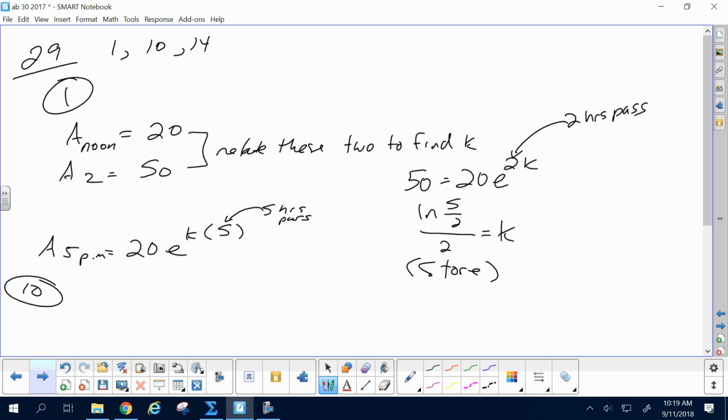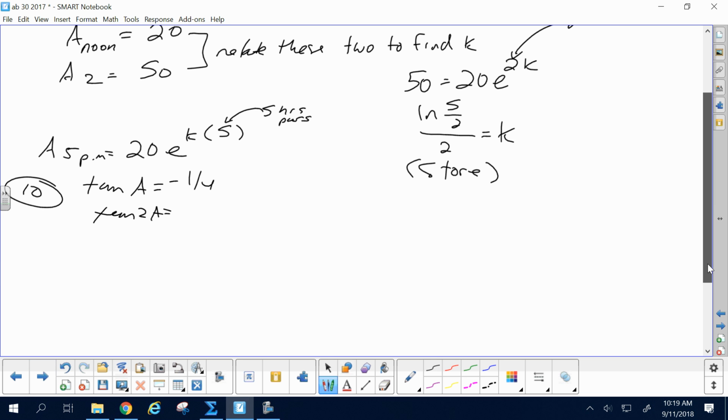Tangent of 2A. Negative 1/4. Okay. If tangent of A is negative 1/4, what's tangent of 2A? That takes a little bit of work here. Would you agree that tangent of 2A is sine of 2A over cosine of 2A? Let's start there. Sine of 2A is the same as 2 sine A cosine A.